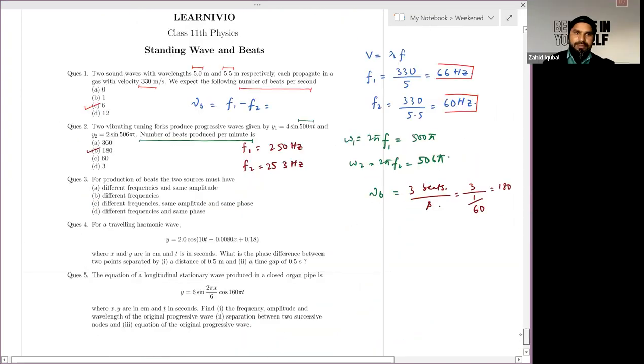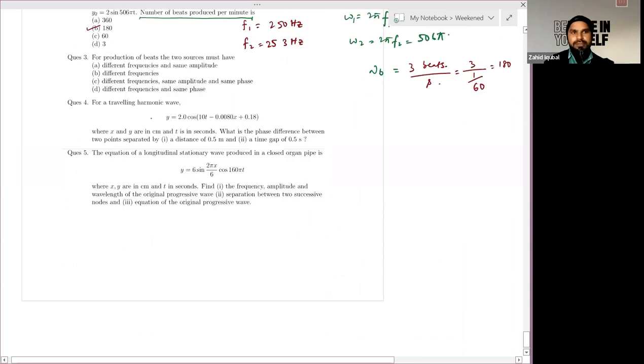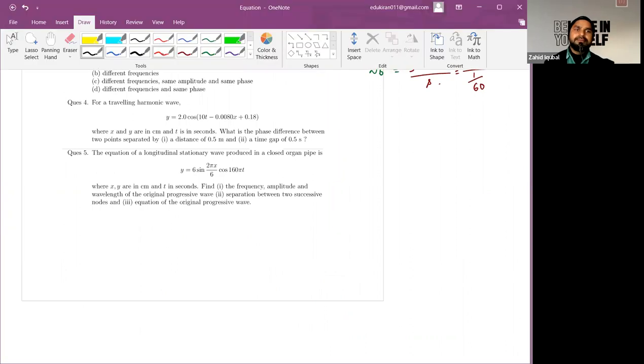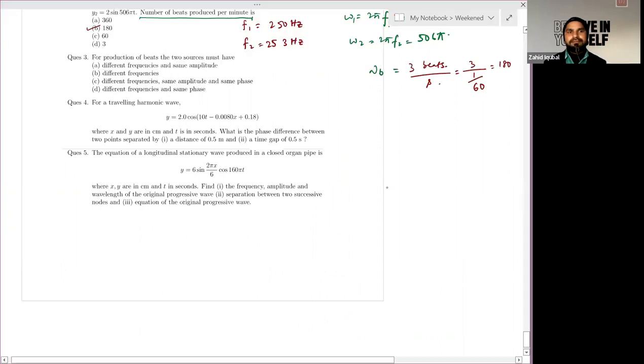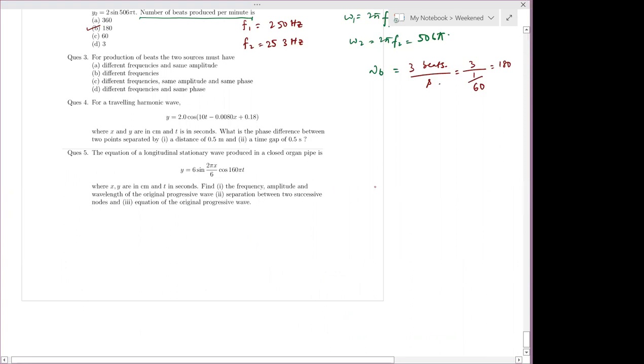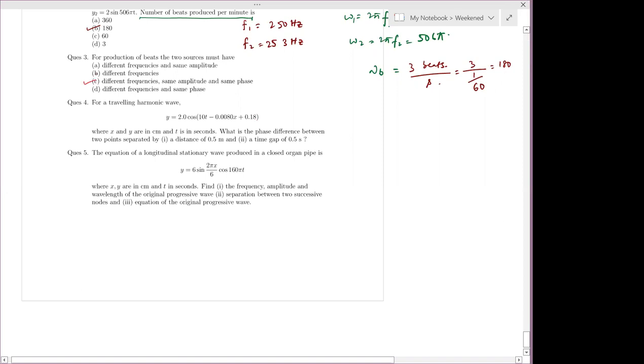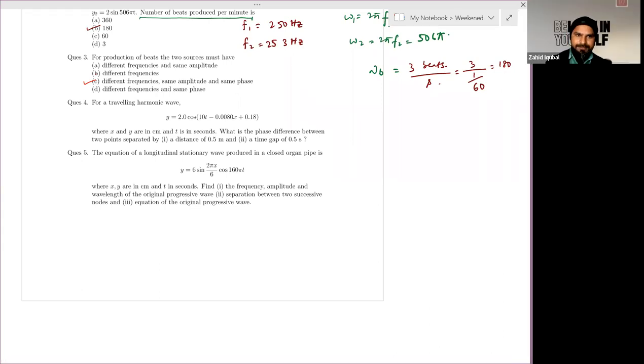Now, which will be correct option now for question number 3? Option A. Different frequency, same amplitude and same phase. So it should be C option. Okay. Matthew, is it clear? Yes, yes, I understood.